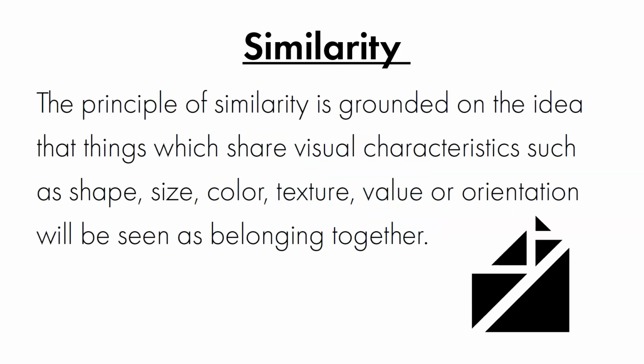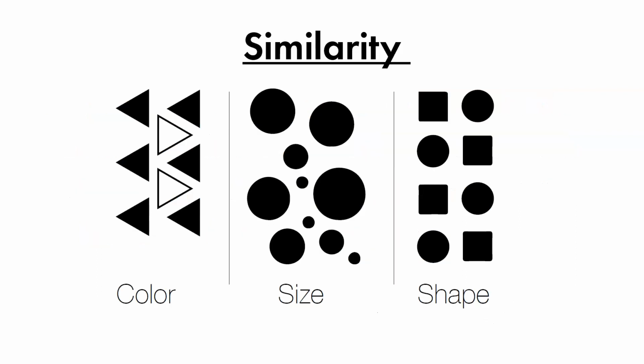Next, we have similarity. Similarity is grounded on the idea that things which share visual characteristics such as shape, size, color, texture, value, or orientation will be seen as belonging together. In these examples, we have different variations of similarity. On the left-hand side, we have color, those black and those with a white and black stroke appear to be together.